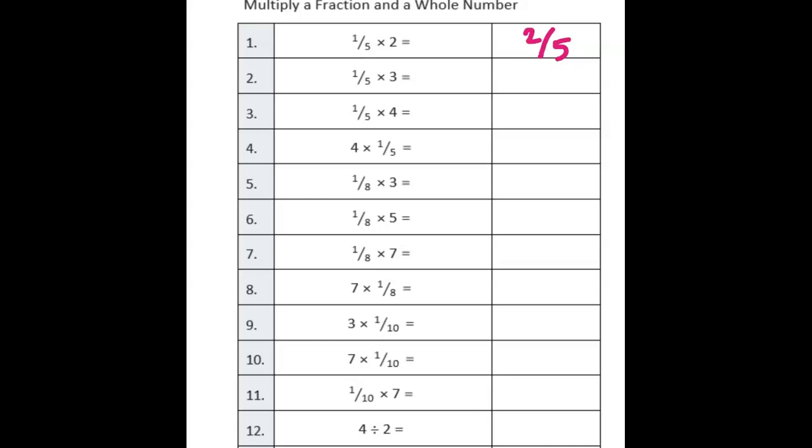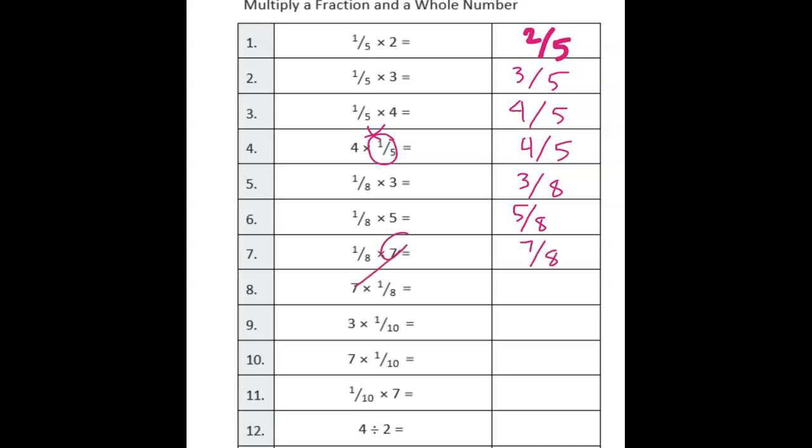Number 2, 1/5 3 times is 3/5. 1/5 4 times is 4/5. 1/5, this is just in a different order, but you see it's actually the same problem, is 4/5. 1/8 3 times is going to be 3/8. That's 1/8 plus 1/8 plus 1/8, 3 times. 1/8 5 times is 5/8. 1/8 7 times is 7/8.